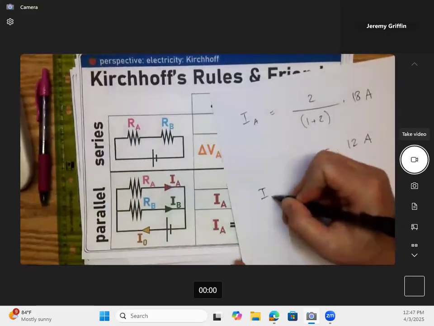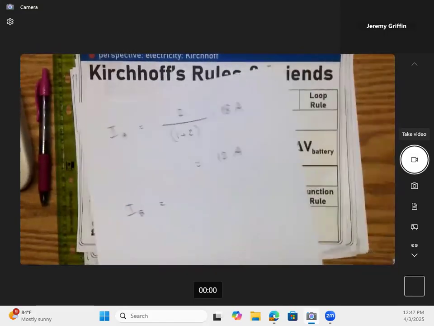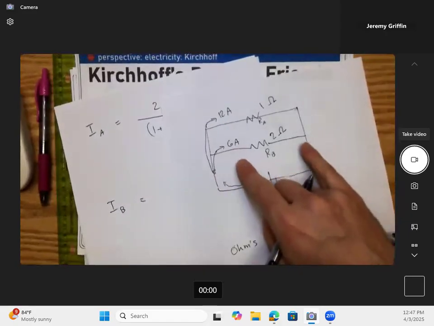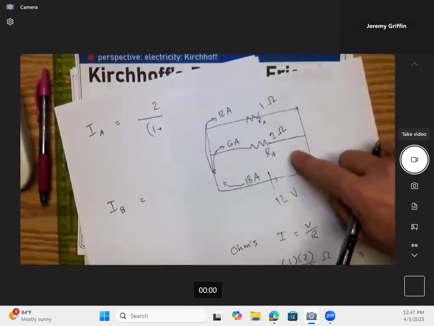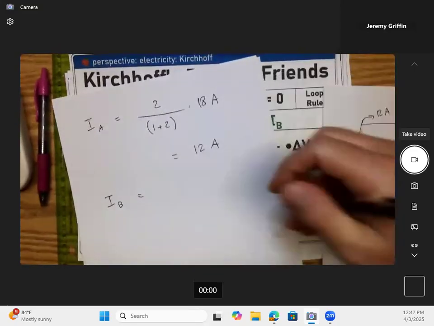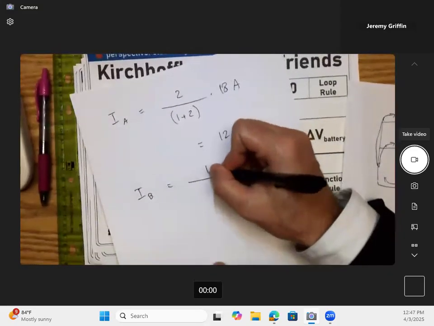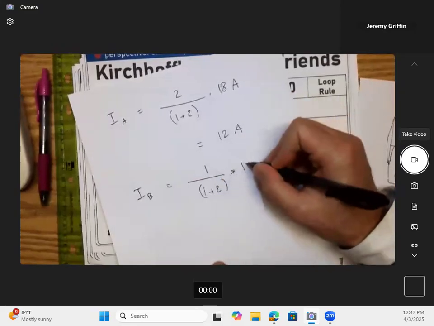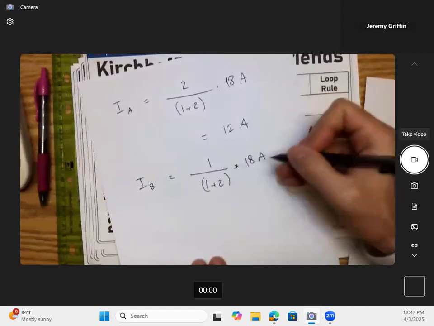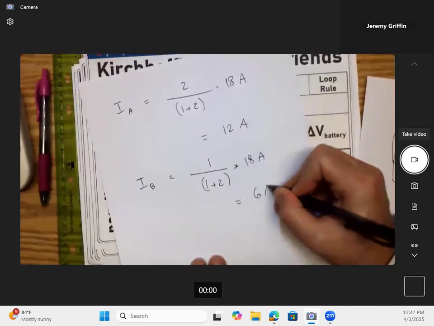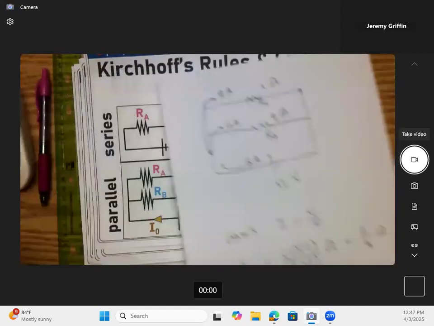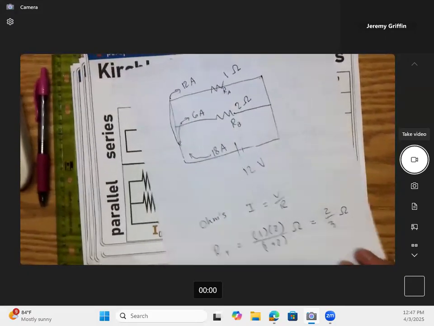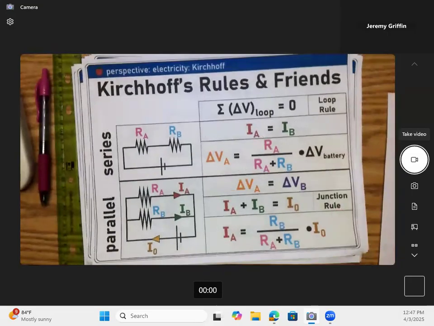What's the current through branch B, which is this branch right here? Now you guys know the answer is going to be 6 amps, but I want to show it a different way. If I know there's 2 ohms here and 1 ohm here, I'm going to do the opposite branch, which is 1 ohm over 1 plus 2 of the full 18 amps. What's 1/3 of 18? 6 amps, which is of course exactly what we got before with a different method. So you guys see how that works? All right, a little detour right there.